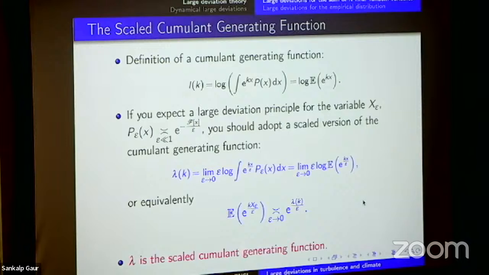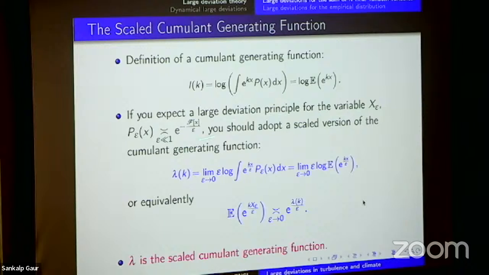Okay, so let me give you the recipe to make this computation. So first, I have already talked about a cumulant generating function, which is the log of the average of the exponential of kx, right? So this is a classical definition. You might know about it. So if you expand I of k in powers of k, you get as coefficients what are called the cumulants of this distribution.